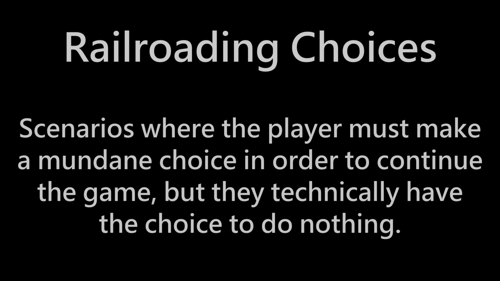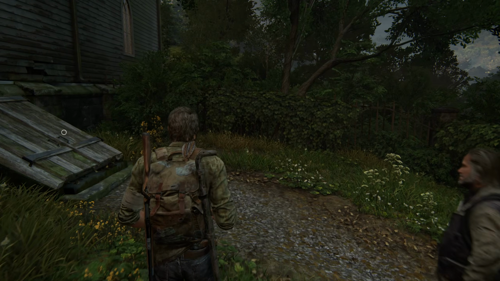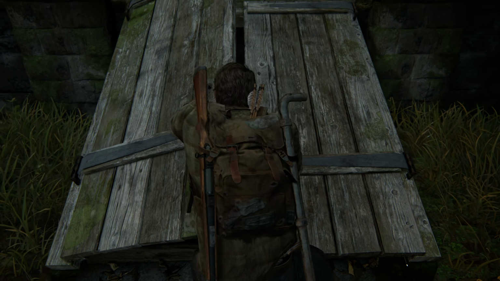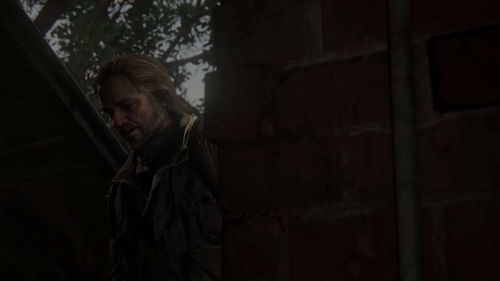An offshoot of the false choice is what I'll call the railroading choice, which is a scenario where the game will only meaningfully progress when the player makes a specific mundane choice, usually interacting with a specific character or part of the environment. These choices technically offer the player the option to do nothing, but in order to continue the game, the player has no choice in how the story progresses.